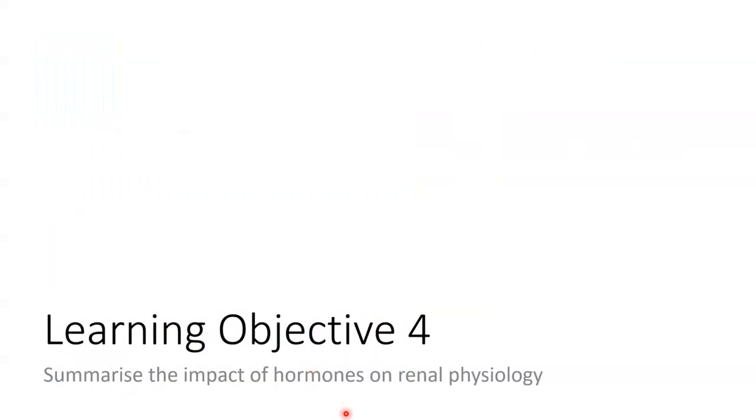Now, having just talked about one hormone, we're going to move on to some more. So learning objective number 4, to describe or summarize the impact of hormones on renal physiology.